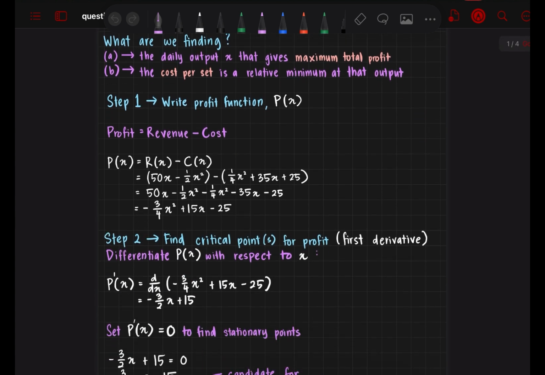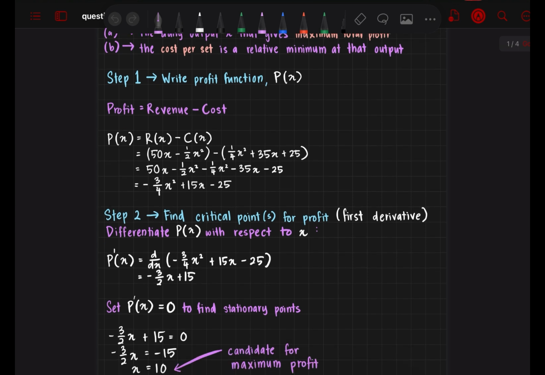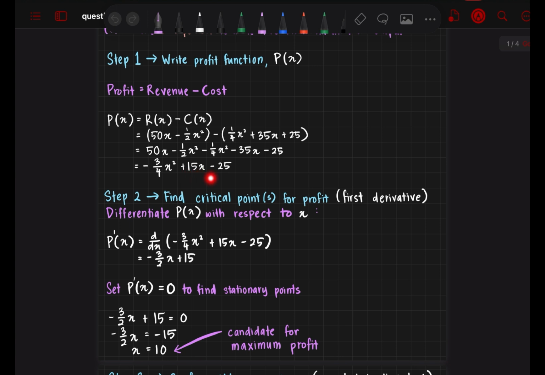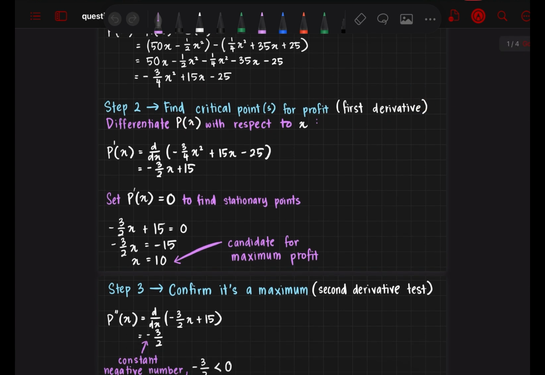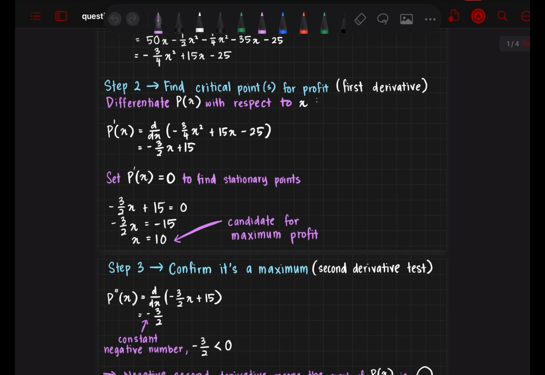So the first step, we write the profit function, capital P(x). Profit equals revenue minus cost. P(x) equals R(x) minus C(x), so we just fill in and then we will get negative 3 over 4 x squared plus 15x minus 25. Step 2, find the critical points for profit. To find the critical points, we need to use the first derivative. So differentiate P(x) with respect to x, and we will get negative 3 over 2 x plus 15.